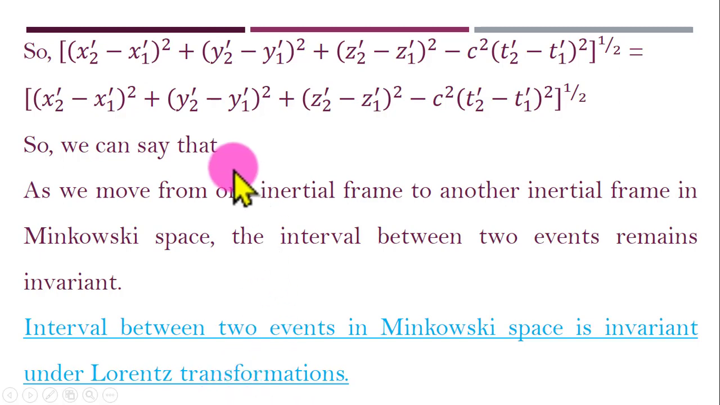We have already proved that r square minus c square t square is a Lorentz invariant quantity. That means it is not going to change if we change the frame of reference. This quantity remains the same whether we change the frame of reference or not.